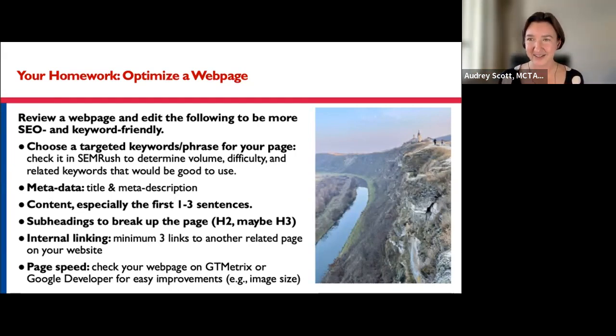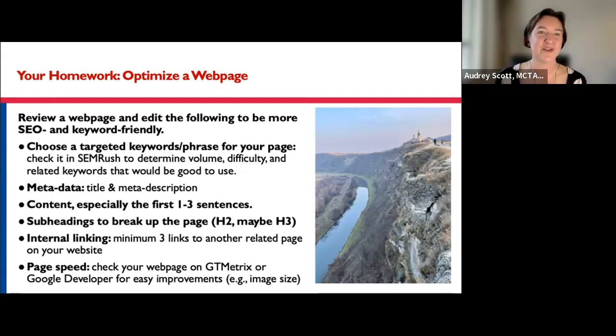You have a meta title, you have a meta description, so Google isn't just grabbing what it wants, but you've told it what this page is about, and it includes the keywords. Your content, especially the first 1 to 3 sentences, includes these keywords and tells people what this page is about. What are they going to get if they continue reading? And you tell Google the same thing.